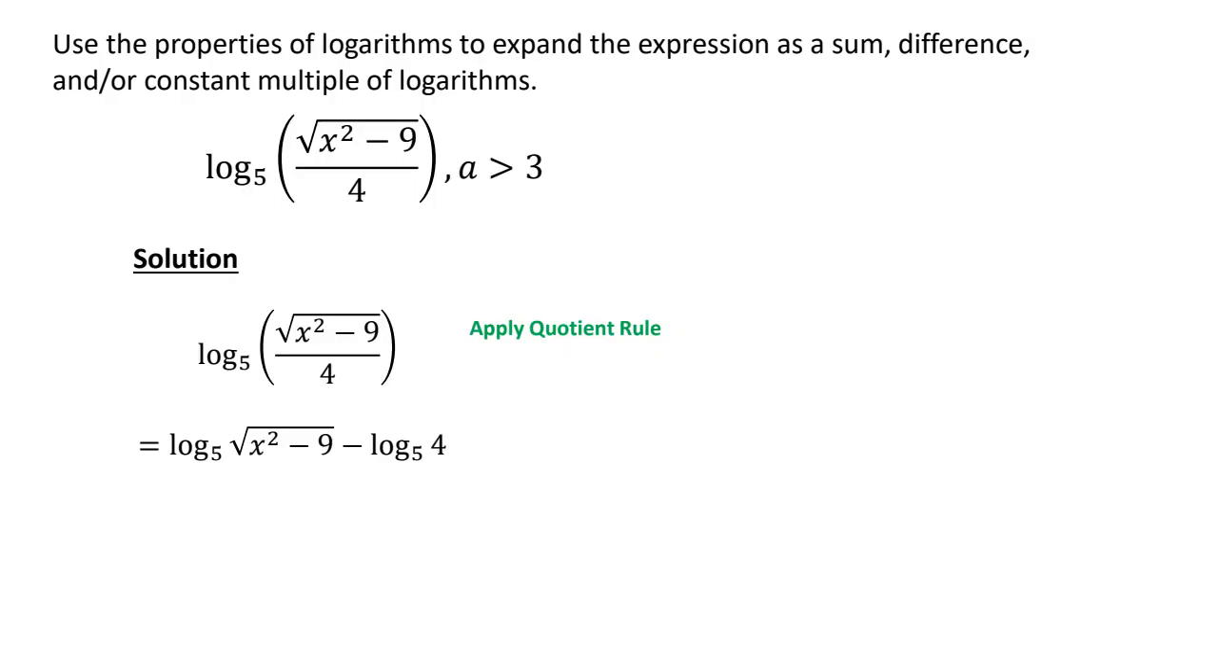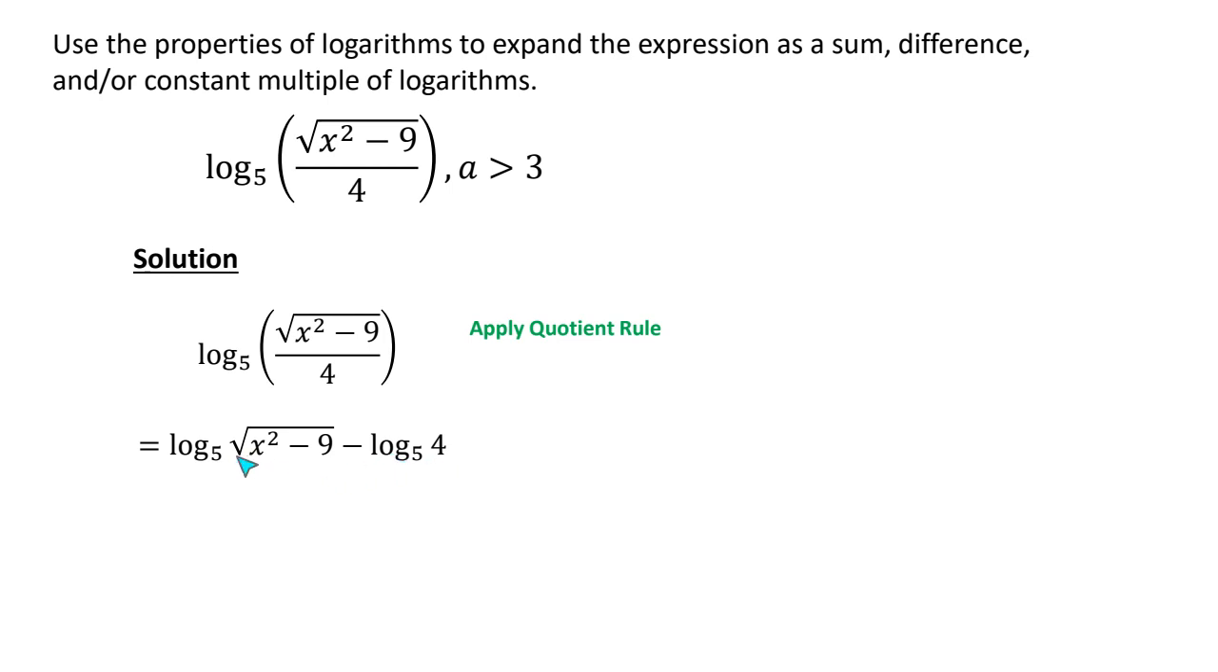Now for chapter 3 problems. Here it says use properties to expand the expression. Expand means that you're going to end up with more than one log. Here this log has division, so we can apply the quotient rule, which tells us that we can separate the log with subtraction. So we're going to have log 5 of the square root of x squared minus 9, minus log 5 of 4.